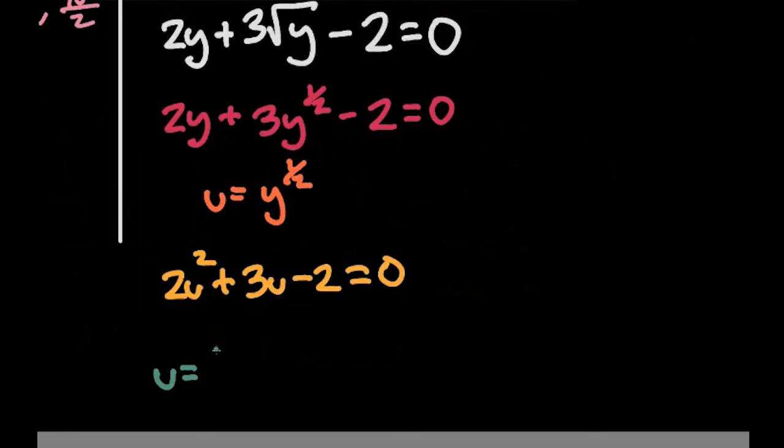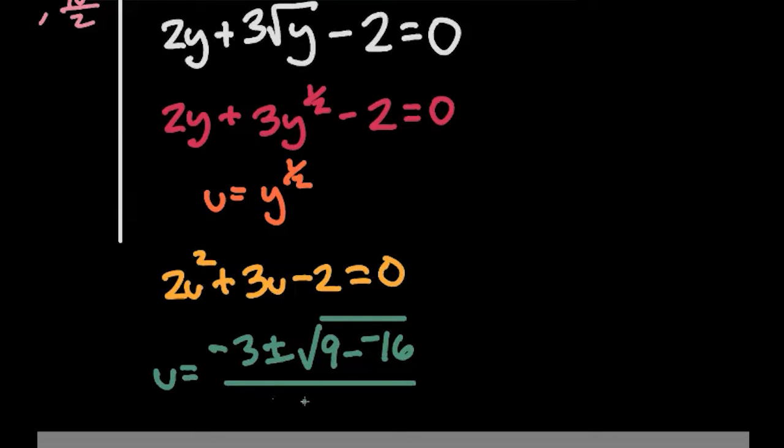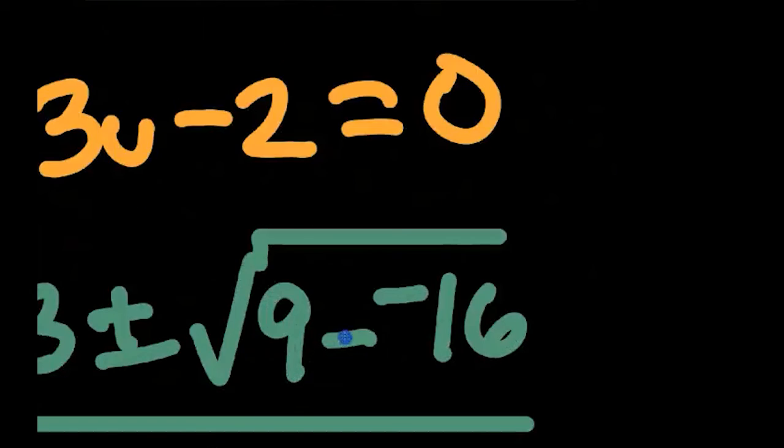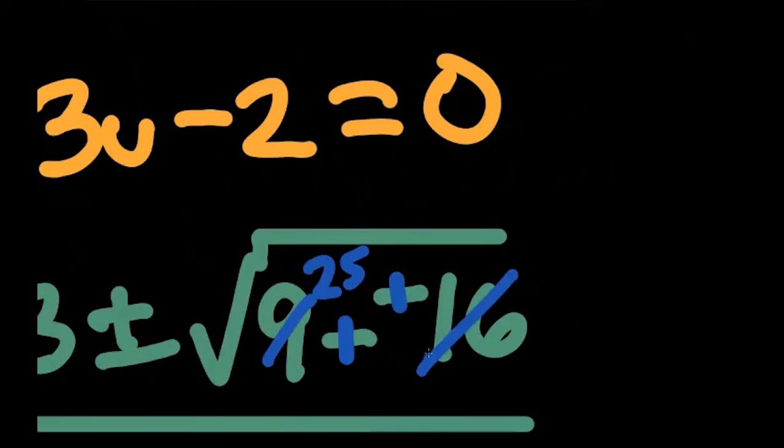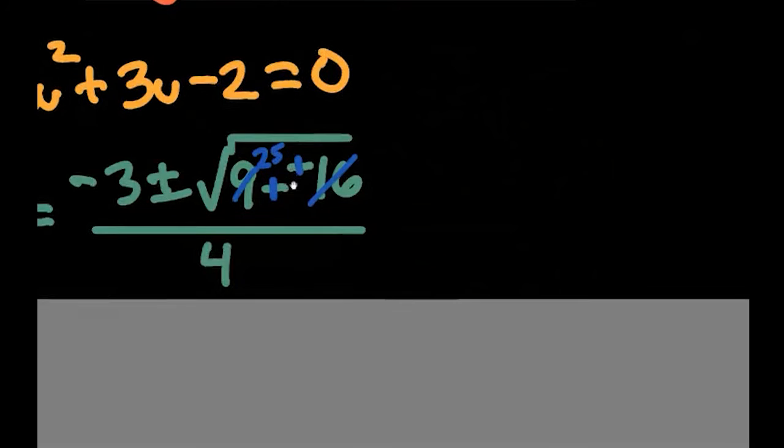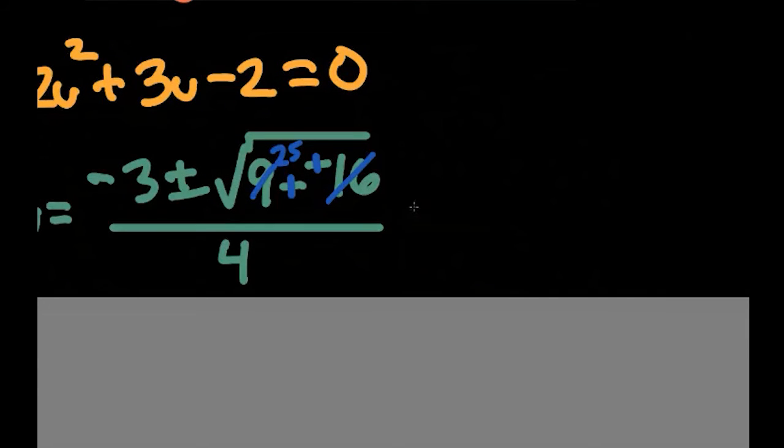So we're going to have u is equal to -b plus or minus the square root of b squared, which is 9, minus 4ac, which is 4 times -4, which is going to be -16. And then this is all going to be divided by 2a, which is 4. Well, this inside the radical part here is going to be the square root of 25, which comes out nicely. So you're going to end up with -3 plus or minus 5 over 4.